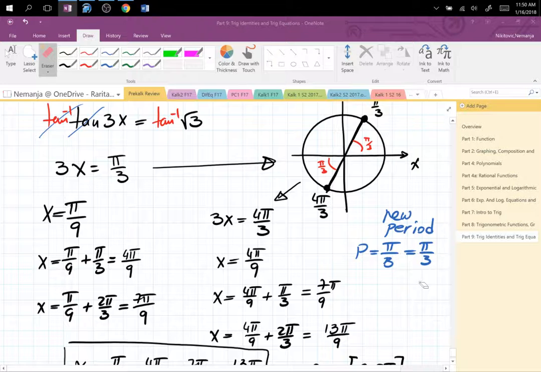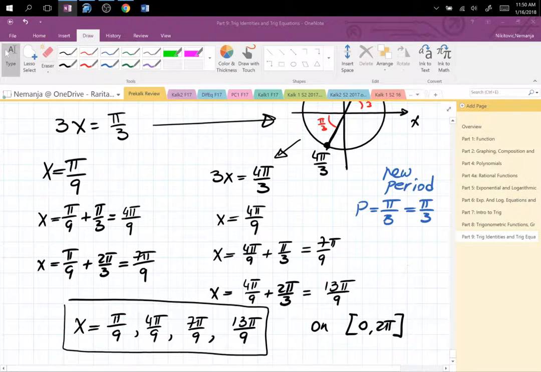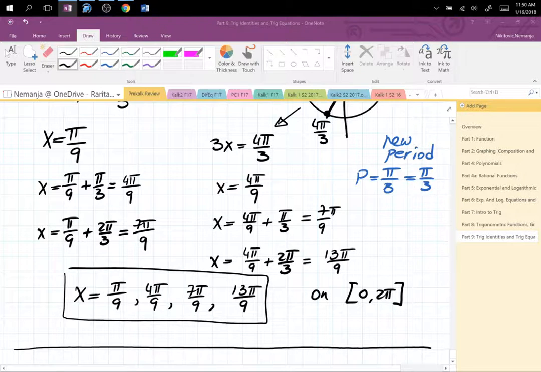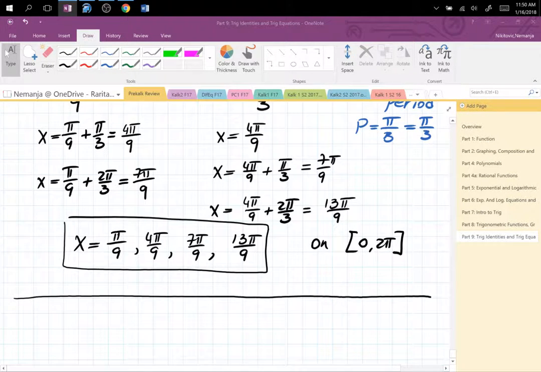So we start here. We add to each solution the new period. And we go from there. So repetition in solutions is possible, and we just write the set of all possible solutions. Now you can write infinite set plus n pi, plus minus n pi on each one of these.